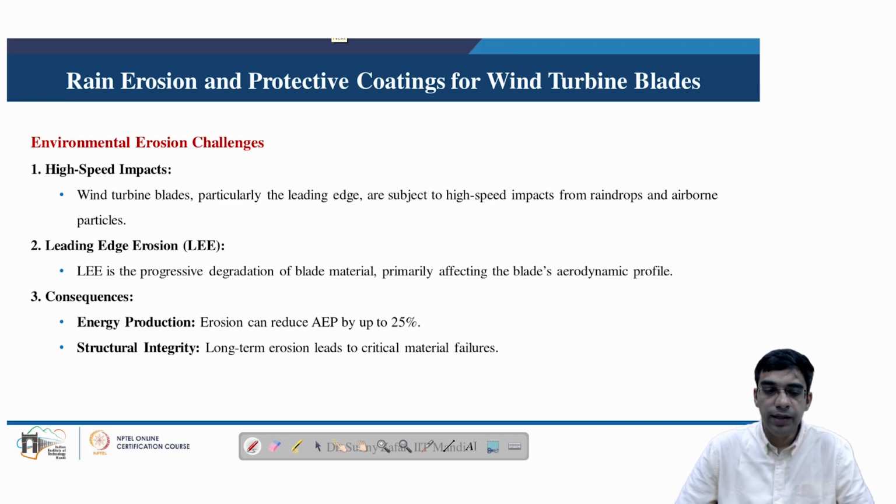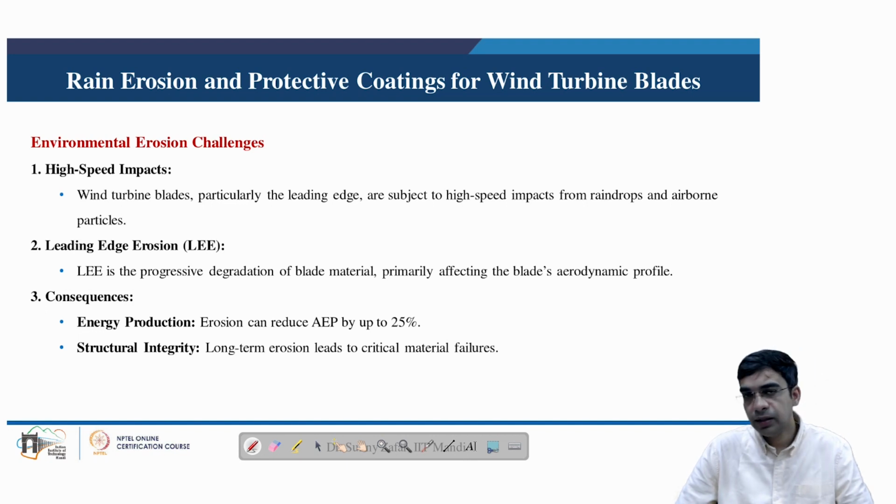Next are the rain erosion and protective coatings for wind turbine blades. Environmental erosion factors such as high speed impacts and leading edge erosion are basically the sum of the environmental erosion which occurs on the wind turbine blade.